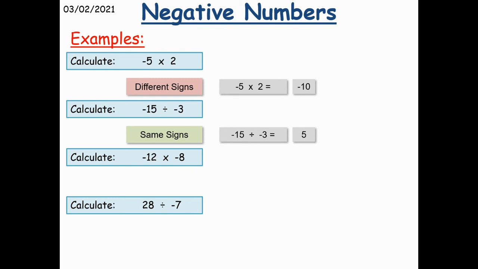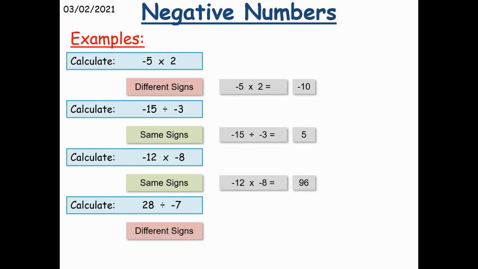-12 times -8, the signs are the same, so that means my answer has to be positive. 12 times 8 is just going to be 96. Okay? 28 divided by -7, the signs here are different, which means my answer would have to be a negative number. So a way to work this out, just do 28 divided by 7 is 4, but because our signs are different, it would be -4.